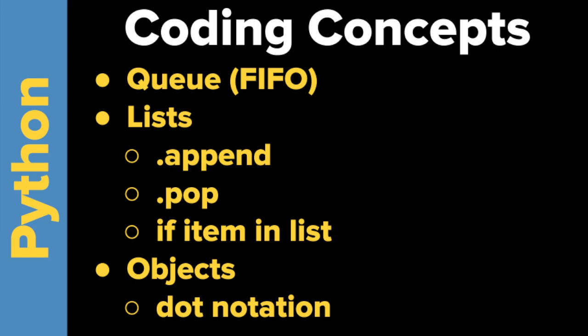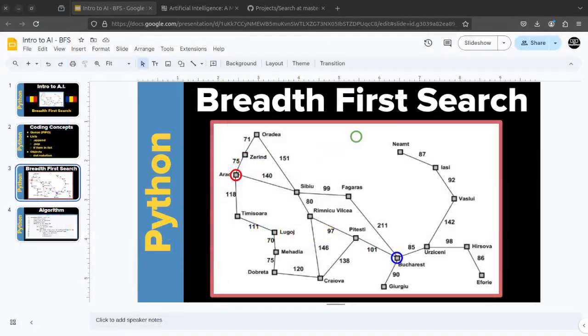But first, let's take a look at what breadth first search is and what it means. Okay, and so what I had to do here is I wanted to use this Google Docs here to help us understand what's going on. So you can see here there's a map of Romania.